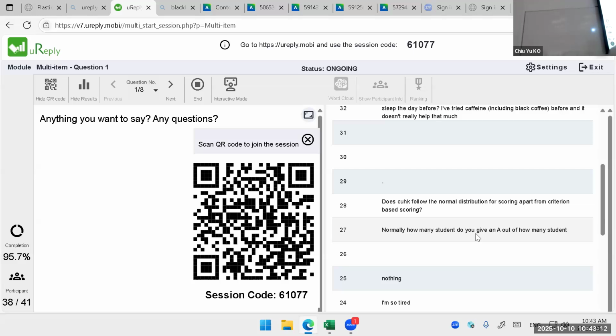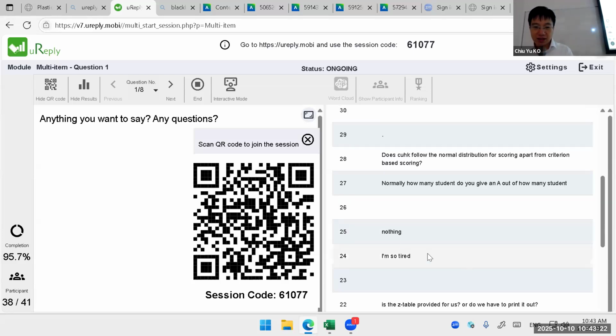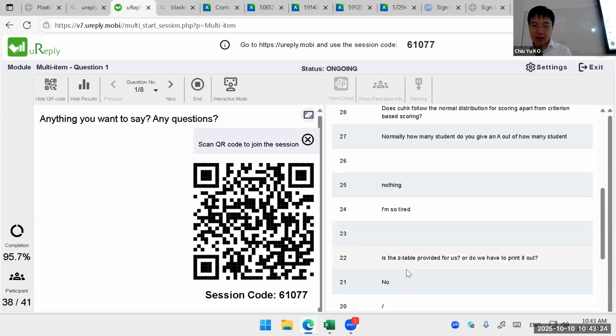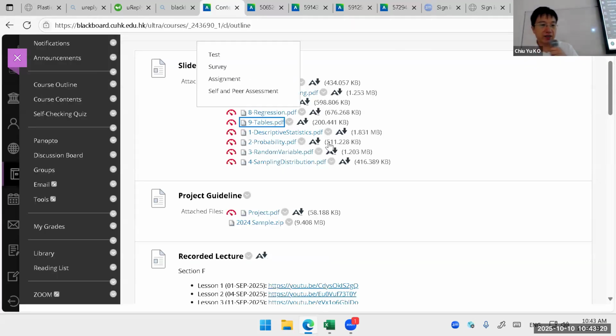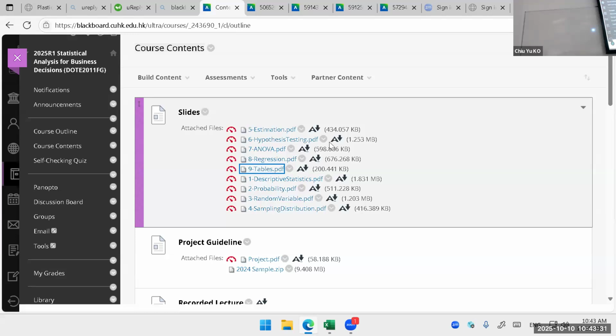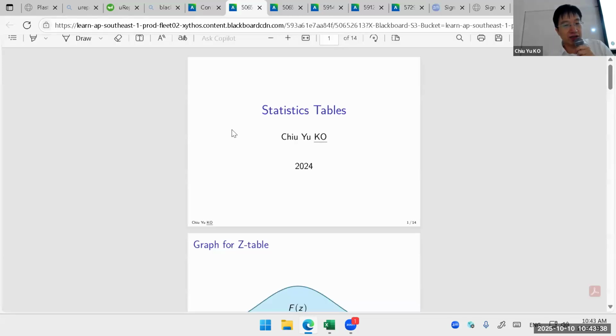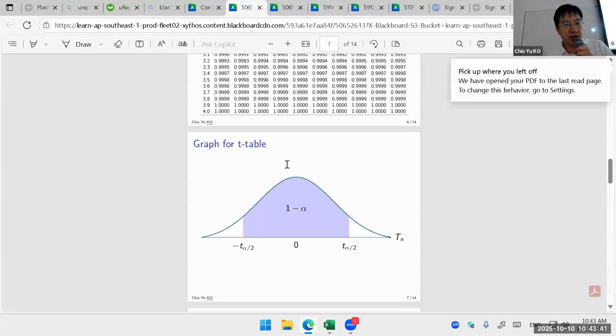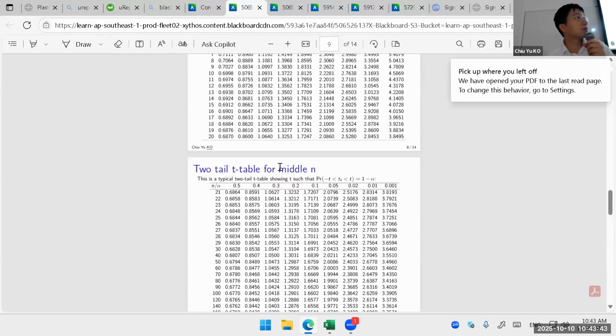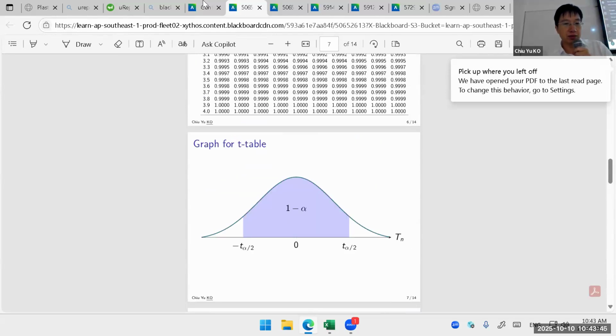Unless you really don't do anything for the exam or your homework. As for the Z table, I think you should just print it out, and some of you asked me about it. In the lecture slides, slide number 9 has all the tables you need for our class. For convenience, you can bring this to the exam theater. It contains everything we need, I guess. It should be sufficient.